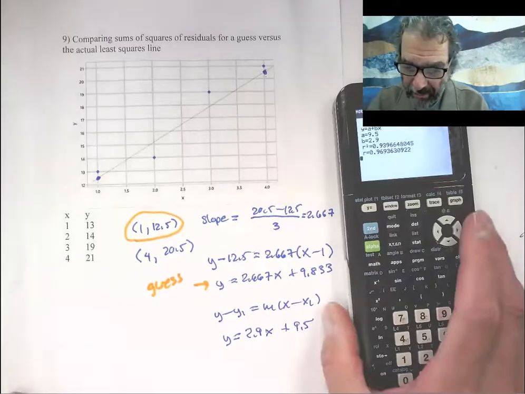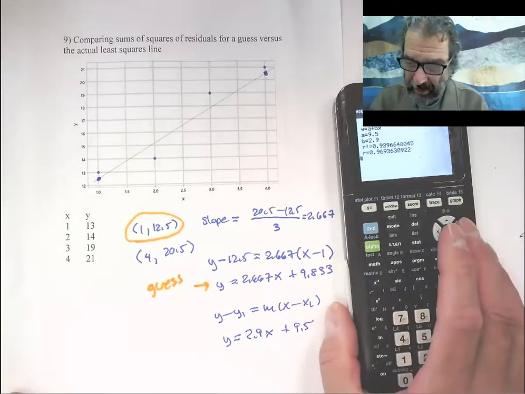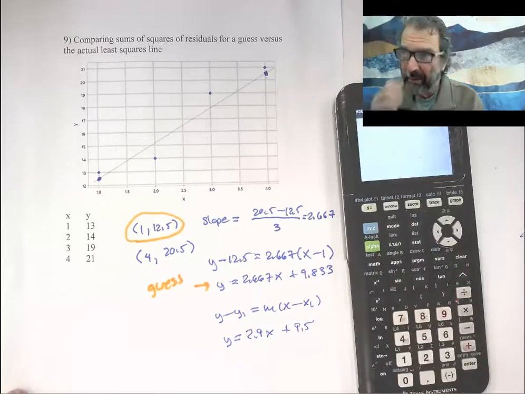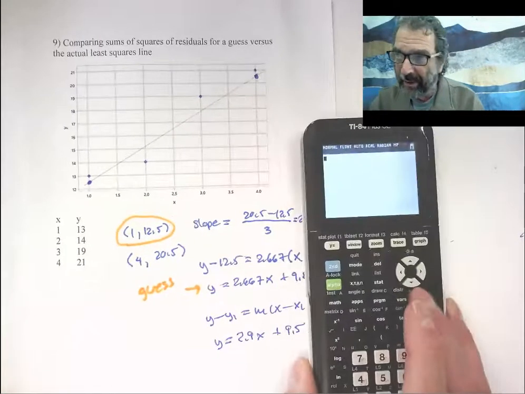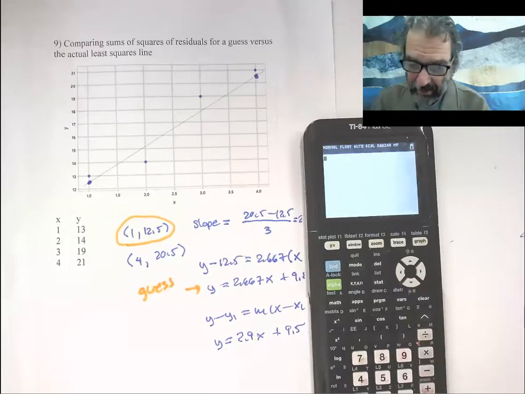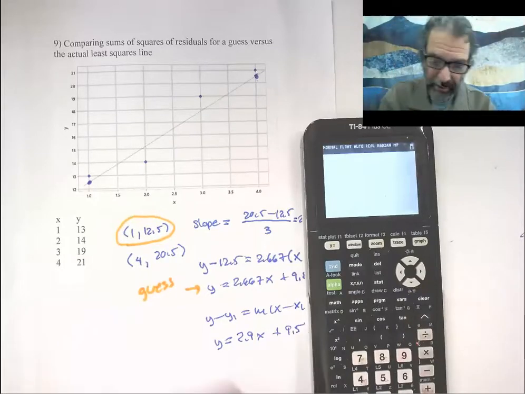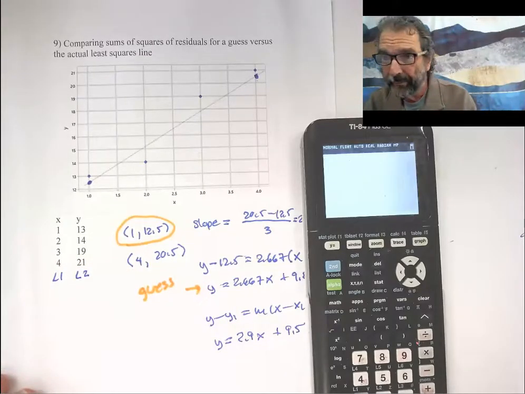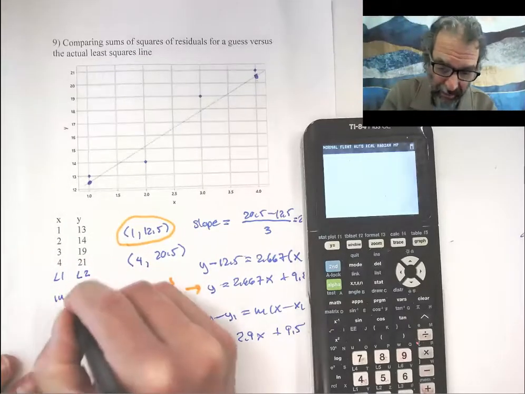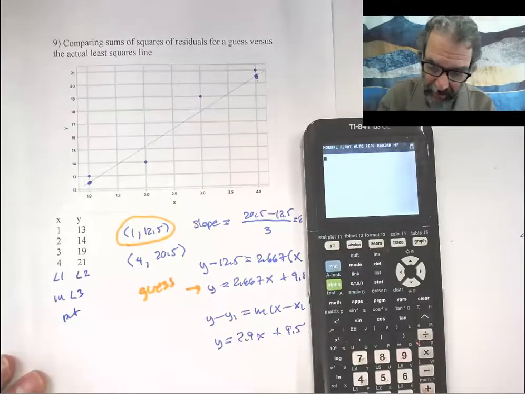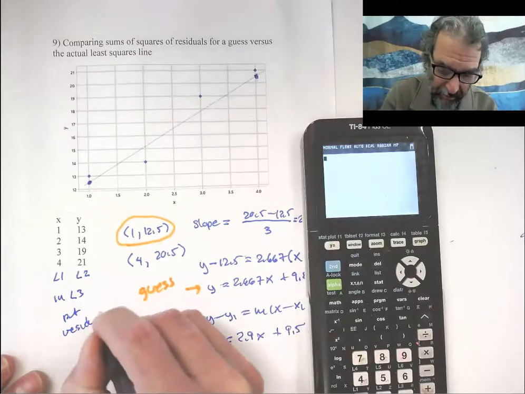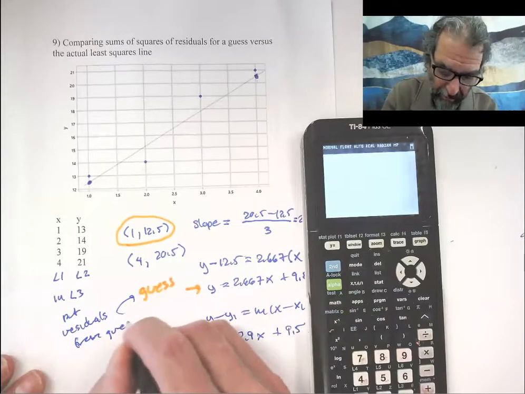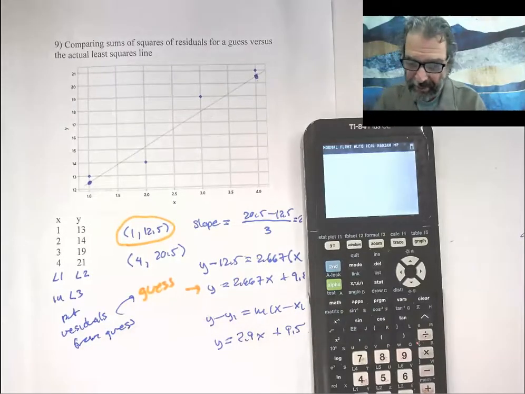Okay, so now the challenge is getting a hold of the residuals. So what I'm thinking is there must be some way to use the calculator to do this. I'm going to keep track of what I'm doing here. This is list 1, that's list 2. In list 3, we'll put the residuals from the guess. I haven't done this before, so this might be a challenge.